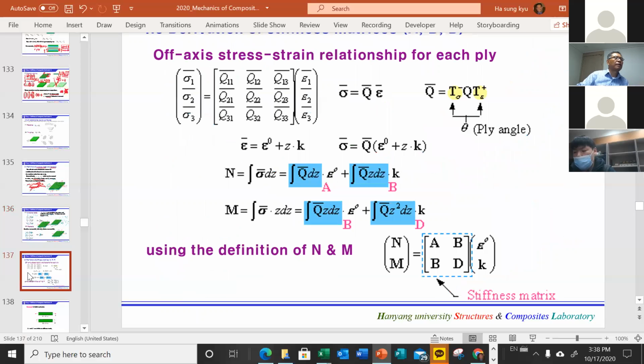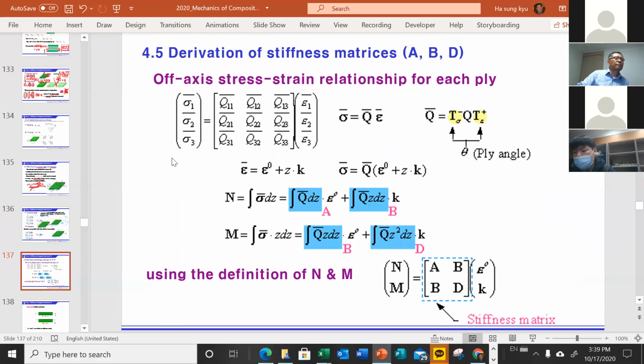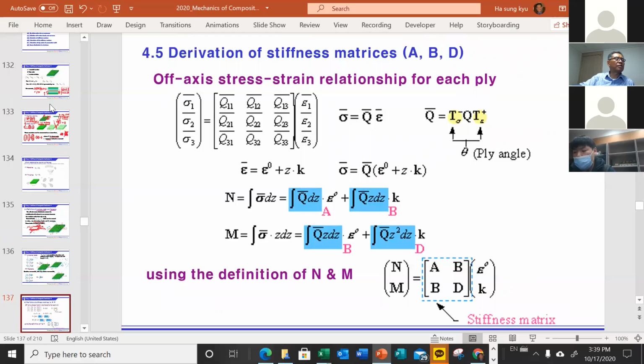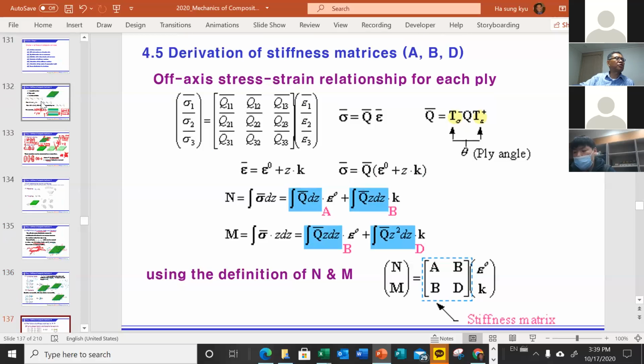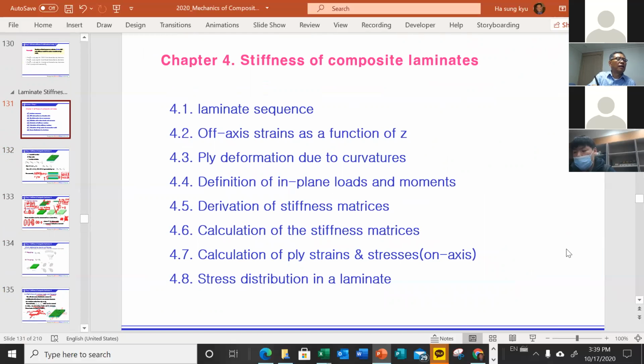Okay. And now let's combine all these, in-plane load and bending moment. The purpose of this chapter is to relate the stiffness of this matrix. Okay, the purpose of this chapter, again, is to calculate the stiffness of a laminate.